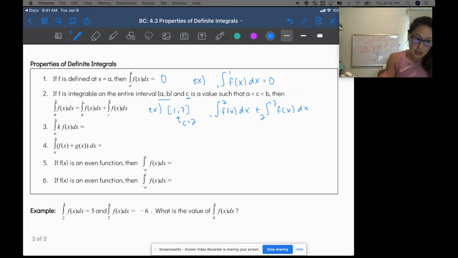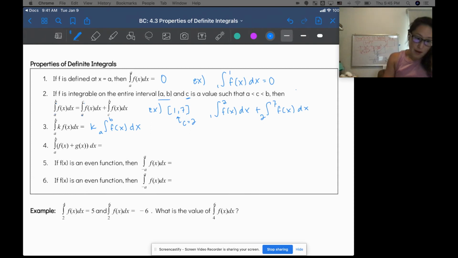So number 3, if I have the integral from a to b of k, which is a constant, times f of x dx, we can move the constant out to the front of the integral, or out of the integral, and just evaluate the function f of x dx on the interval a to b.